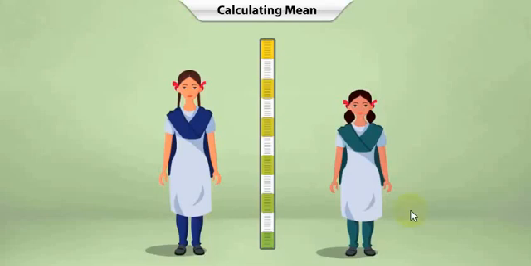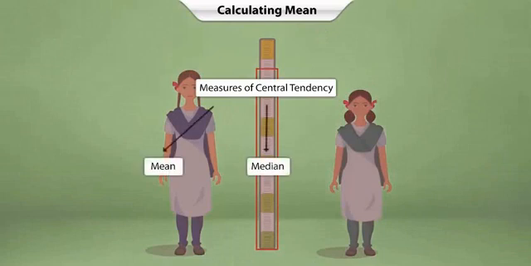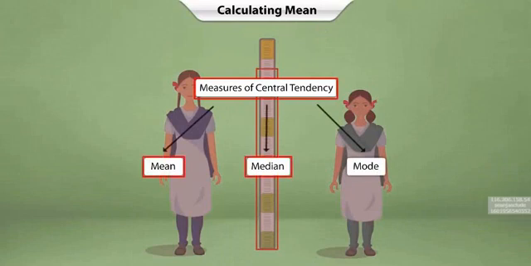The best way to represent a group of data with a single value is by finding the central tendency of the data set. Depending on the characteristics of the data, the central tendency can be found by calculating the mean, median, or mode of the given data. Through this animation, we will look at the three measures of central tendency, namely mean, median, and mode for ungrouped data.